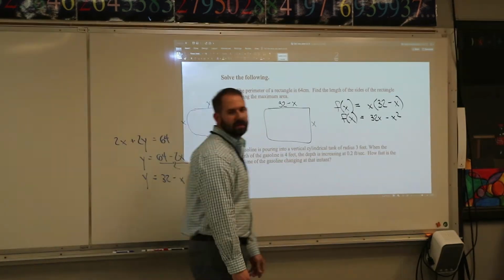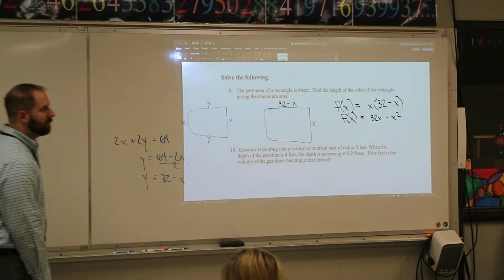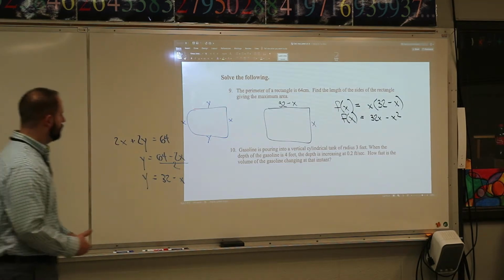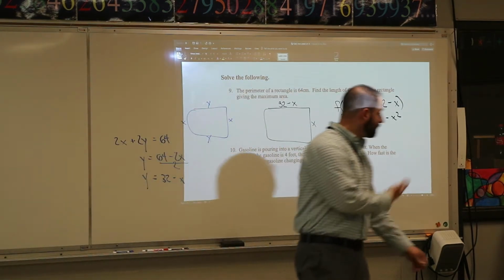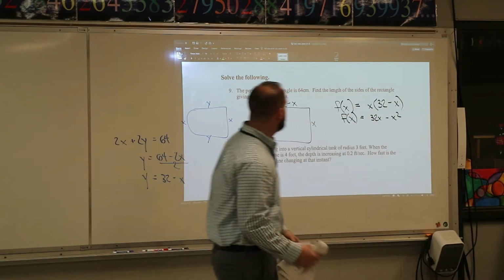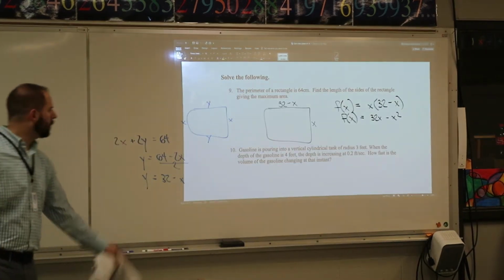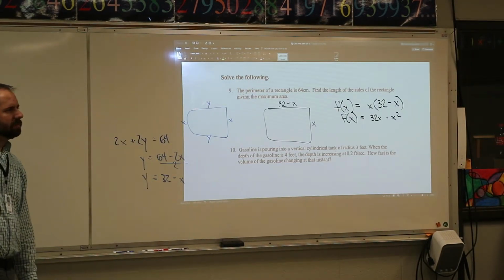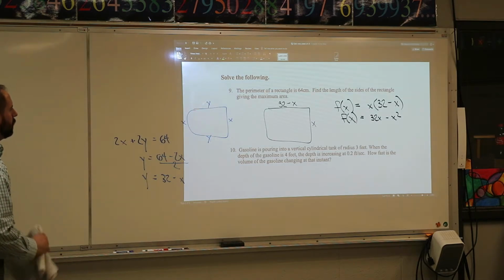Mr. Ward, this is the first time I've felt like I know how to do it. You find the first derivative of 32 minus 2x. What about number 10? It's basically the same thing, almost the same, but now we're doing a cylinder.